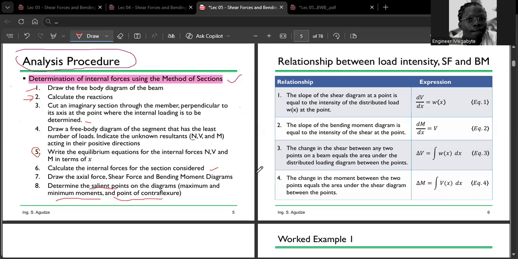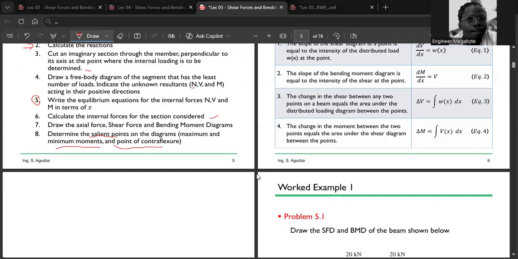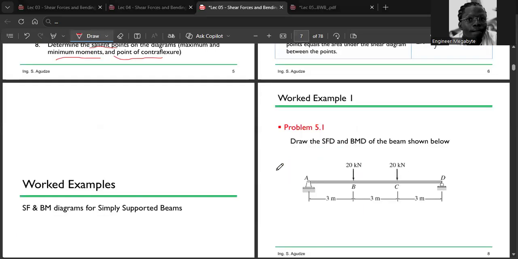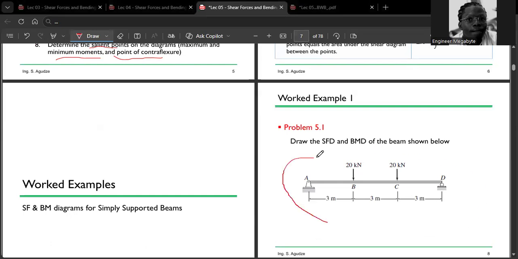Good. So the problem you have over here, problem 5.1, says: draw the shear force and bending moment diagram of the beam shown below. I hope we all know how to calculate the support reactions, because that is basically the first thing you are supposed to do. Being unable to do that will cause you to lose marks. Do you understand me? Very good.